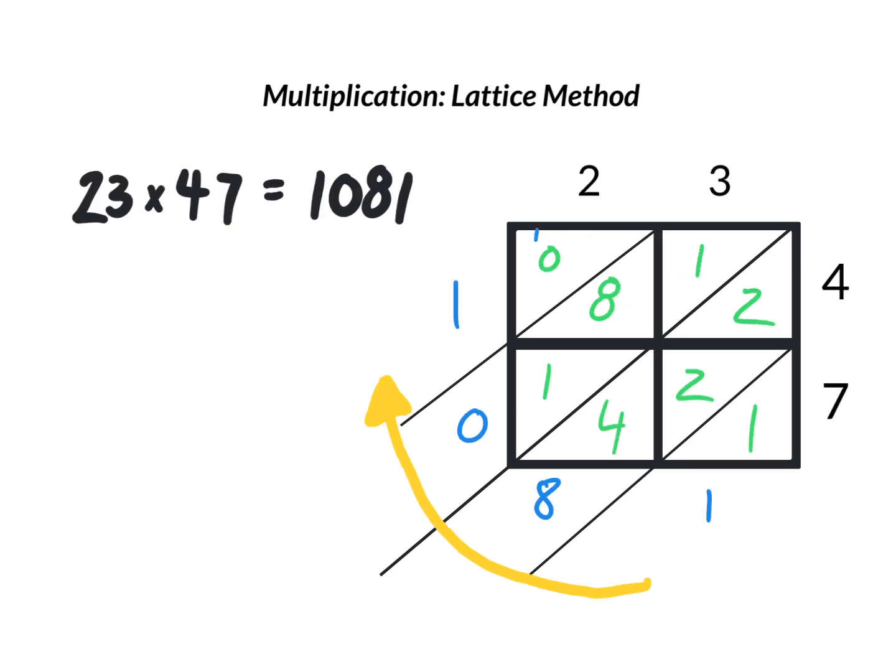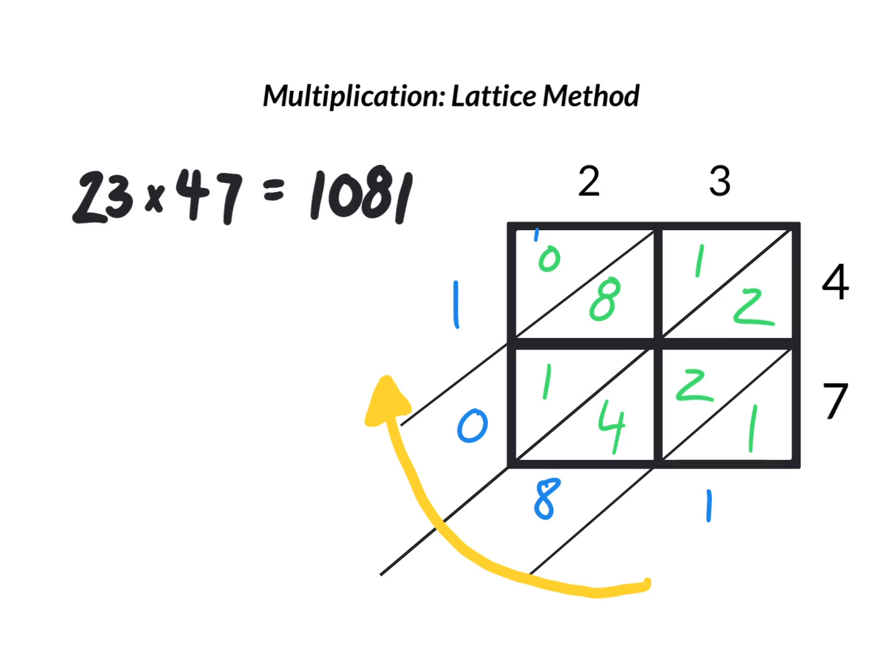Let's work through another example. 23 times 47. If we put 23 at the top and 47 along the side, we can work out what 23 times 47 is by using the lattice method. 2 times 4 equals 8. So we put a 0 at the top and an 8 down the bottom in the top left-hand corner. When we're looking at 3 times 4, we know 3 times 4 is 12. We put the 1 at the top and the 2 at the bottom.